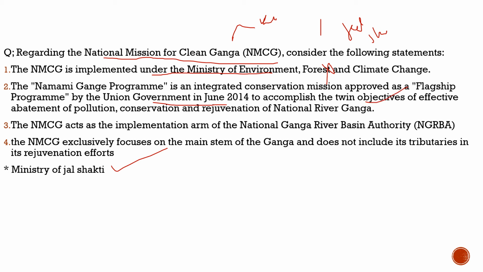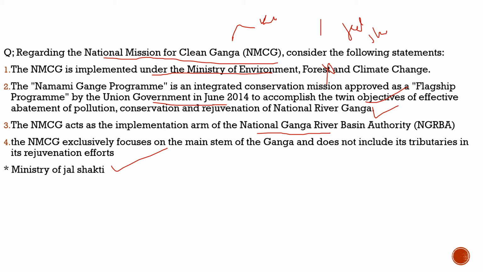And here I would like to add one thing. Most of the times, I'm not saying 100%, but most of the times, whenever there are statements which are too large and hard to understand, if you do not know the answer, those statements are correct. So here the second statement is correct. Third statement says the National Mission for Clean Ganga acts as the implementation arm of the National Ganga River Basin Authority. 100% correct, it is true.